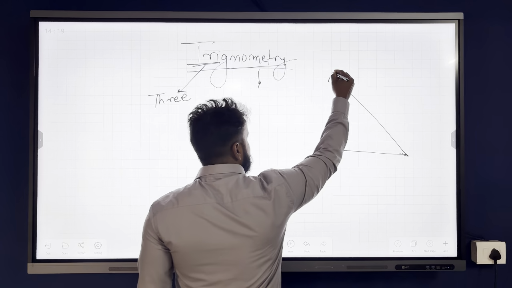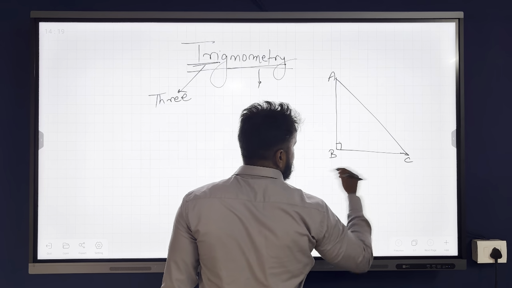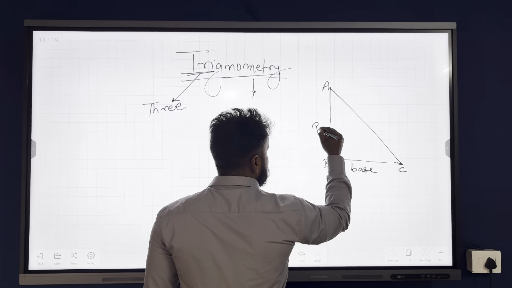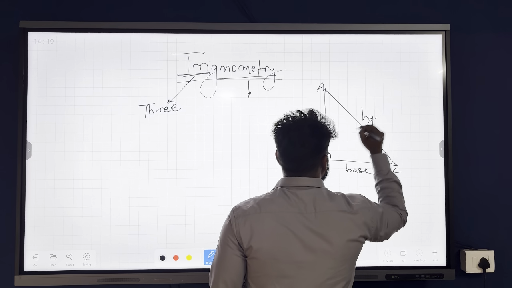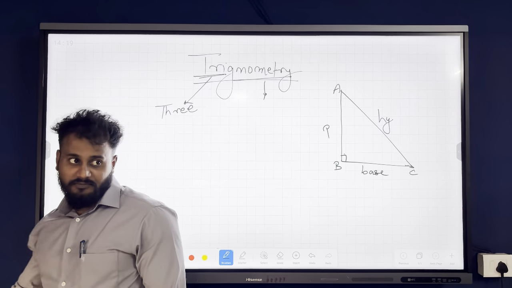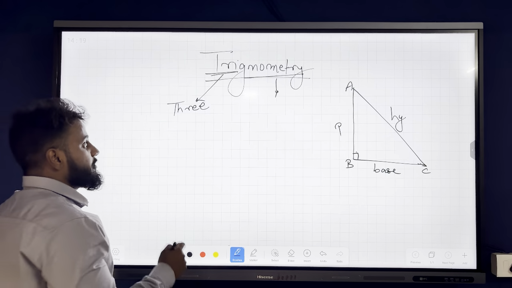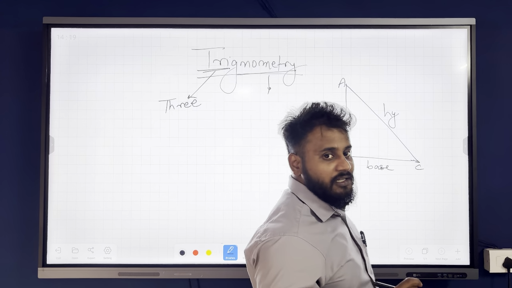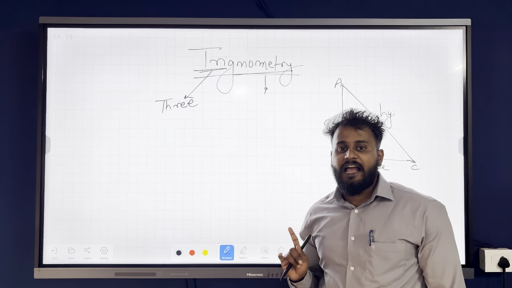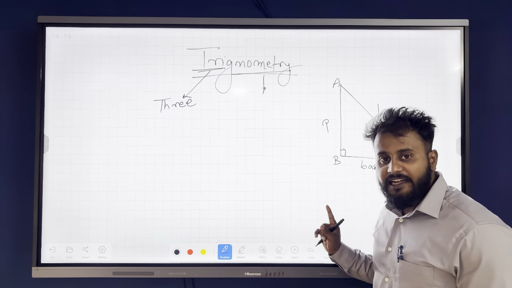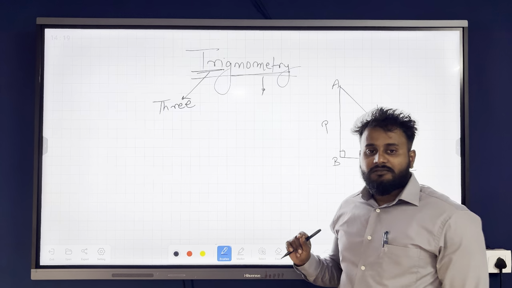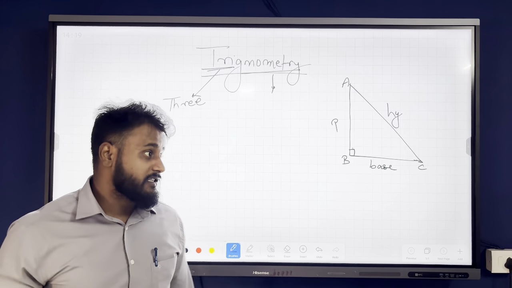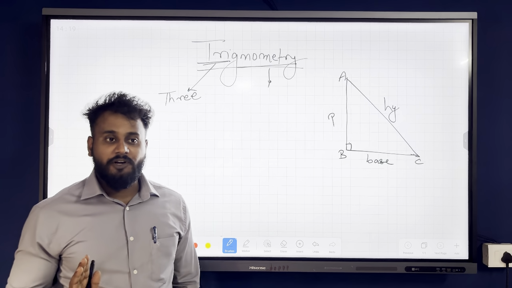So let us form this as a triangle ABC, in which this one is going to be perpendicular, this is going to be base, and this is going to be hypotenuse. Any doubt? The first concept of trigonometry is that we use trigonometry only on a right angle triangle. Whenever we see a right angle triangle, only then can we use the trigonometry formula. Otherwise, in other triangles we cannot use trigonometry.